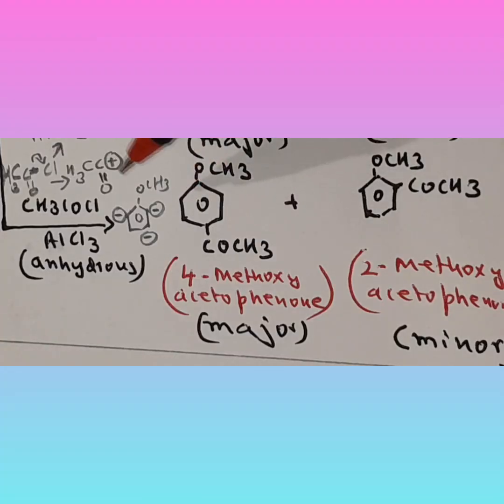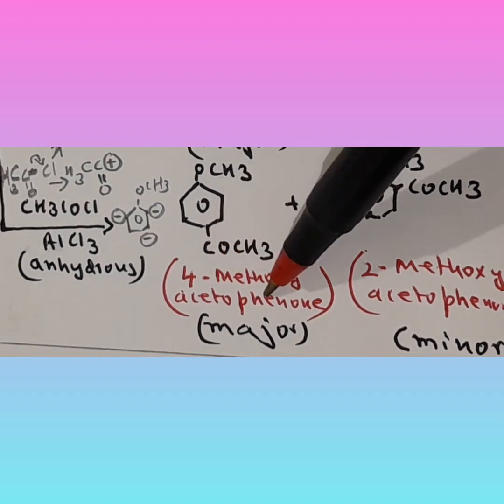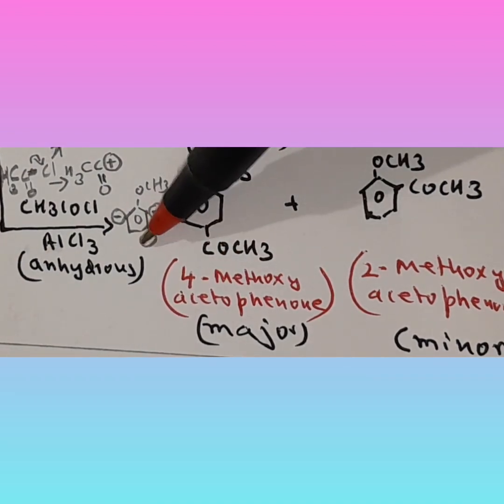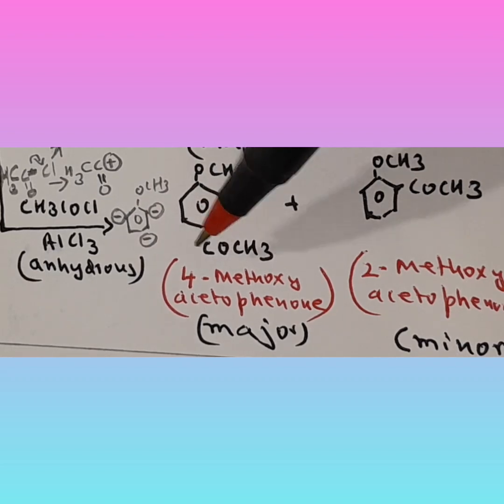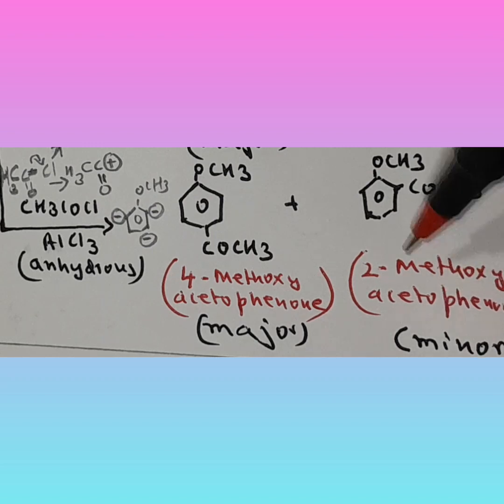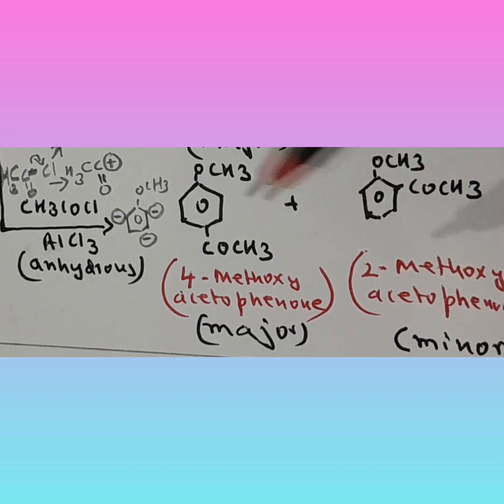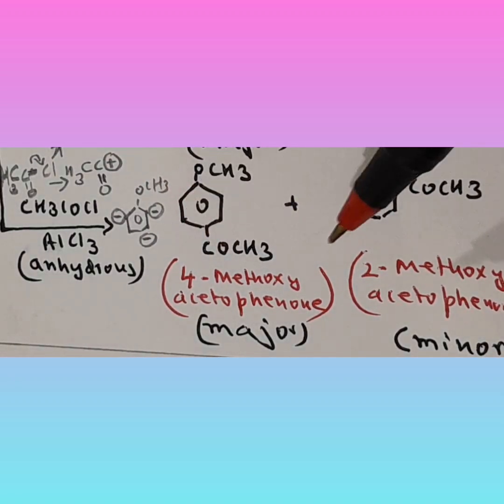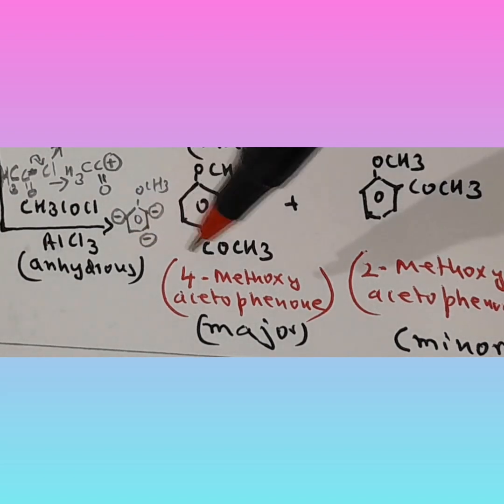So when we treat anisole with acetyl chloride in presence of Lewis acid aluminum chloride, we end up again with major of 4-methoxyacetophenone, that is the para position, and 2-methoxyacetophenone, that is ortho. So again here also we find ortho is minor and para is major.